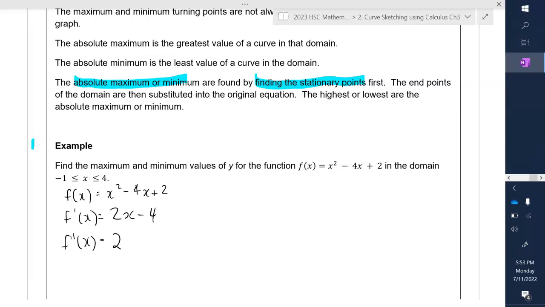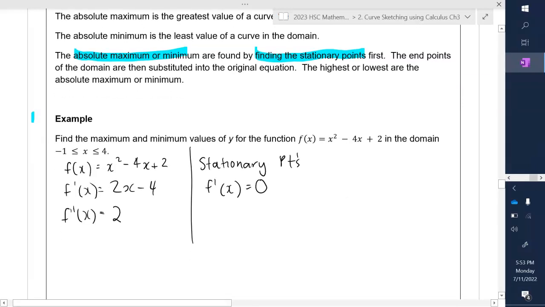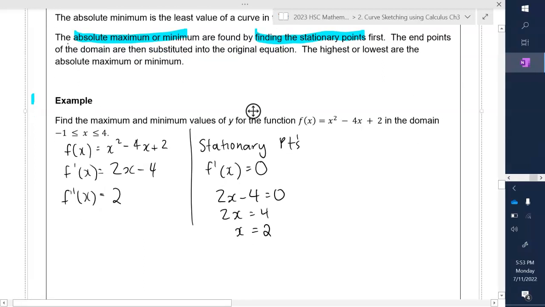So we want to find our stationary points. When do stationary points happen? Do you remember when that happens? The stationary points happen when our f dash of x, or our first derivative, is equal to 0. Remember, that's when the gradient of the tangent at a point is flat. We don't have any slope to that. So that's when our stationary points happen. So if our f dash of x is equal to 0, we want 2x minus 4 equal to 0. That will give us 2x is equal to 4, or x is equal to 2. That is our x value of our stationary point.